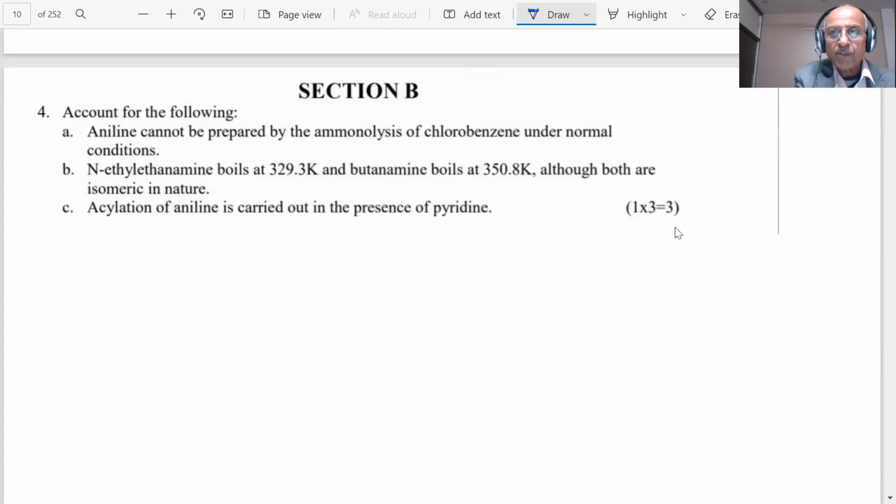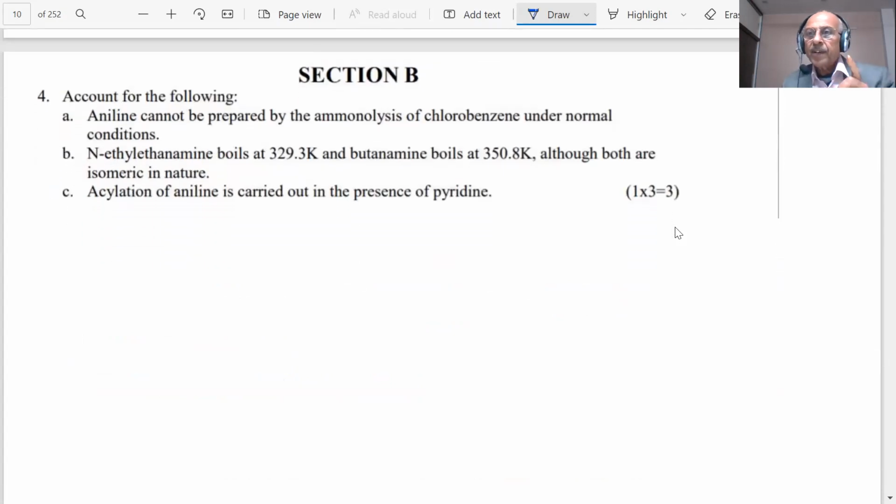Section B straight away, students. Pay attention, stay focused, concentrate. Read each and every word very carefully before you answer the question. I will try to explain in complete detail, and we'll see what basic concepts are involved in every question. Question number 4 is: account for the following. You have to account, students. You have to write. It is a descriptive paper.